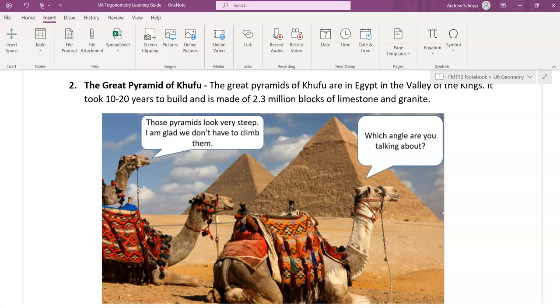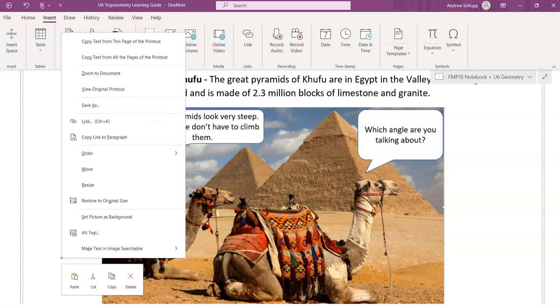Khufu. And the Great Pyramids of Khufu are in Egypt in the Valley of the Kings. It took 10 to 20 years to build and is made of 2.3 million blocks of limestone and granite. Pretty crazy. You can see the camels having a little conversation here.